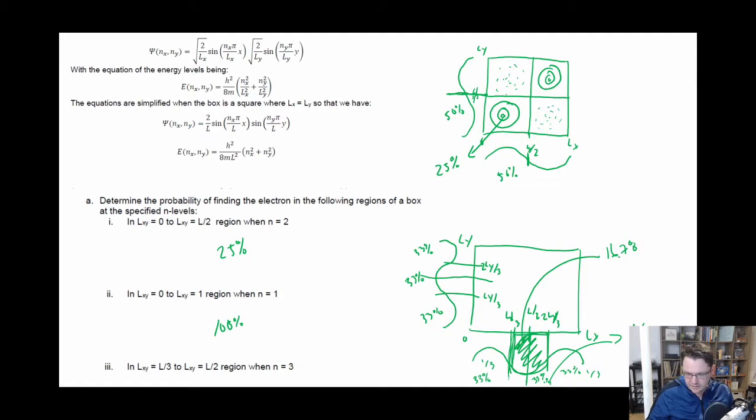I wonder if I made a mistake. I think I made a mistake on the key. Wait a second.